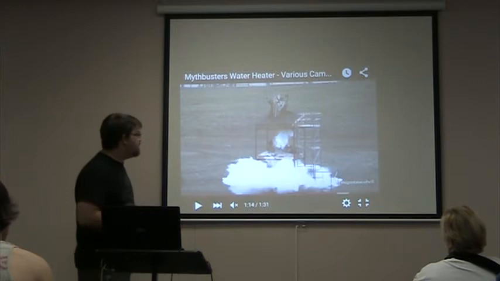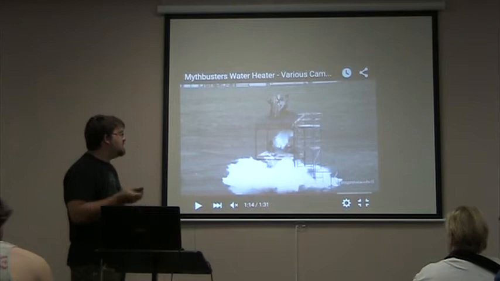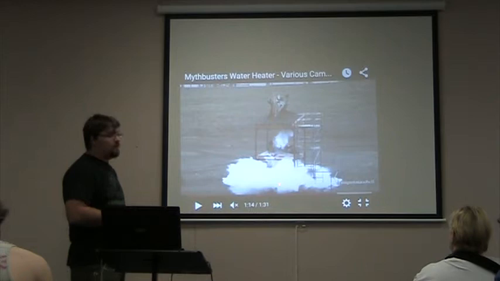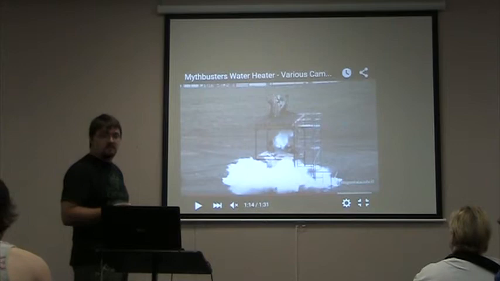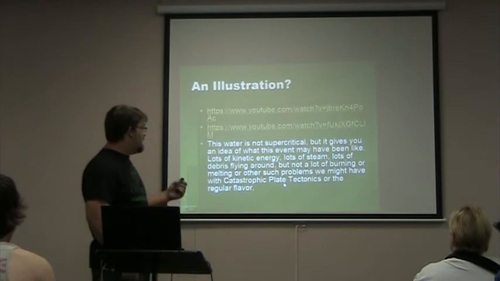Okay, so when this explosion took place, you have all this steam that just goes every which direction, right? We have the hot water heater that gets shot up into, you know, the stratosphere somewhere. But very quickly, this stuff cools down, and you know exactly what happens when steam cools down. It becomes water, okay? So basically, this whole area gets flooded. That's what happened on the Earth, pretty much. Now, this is not supercritical water.